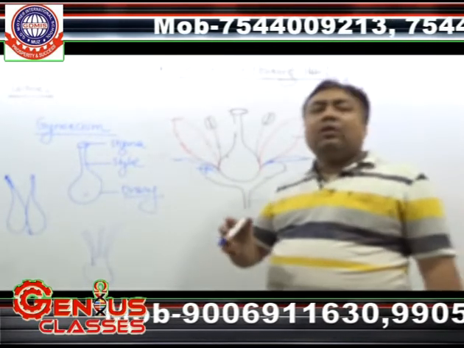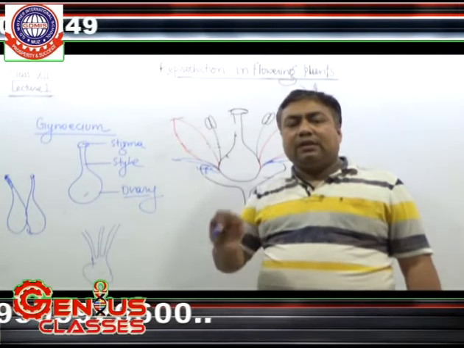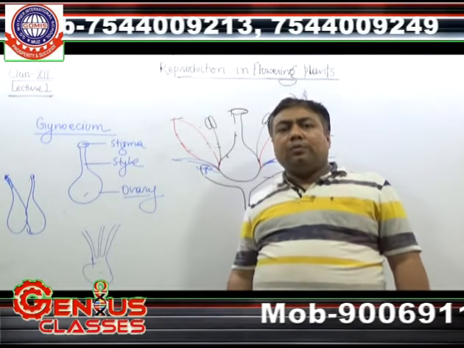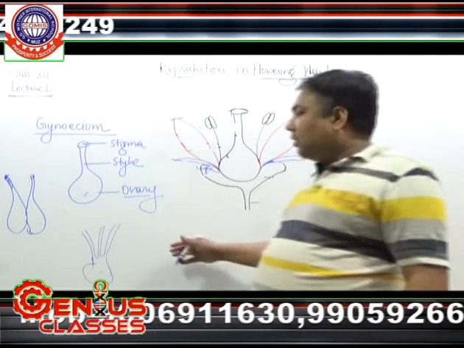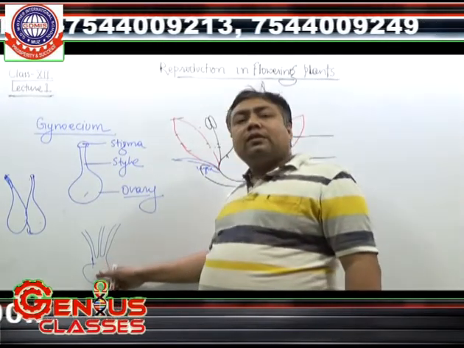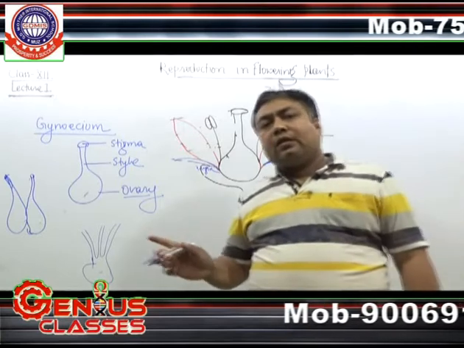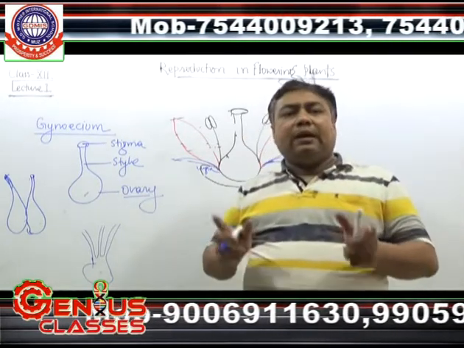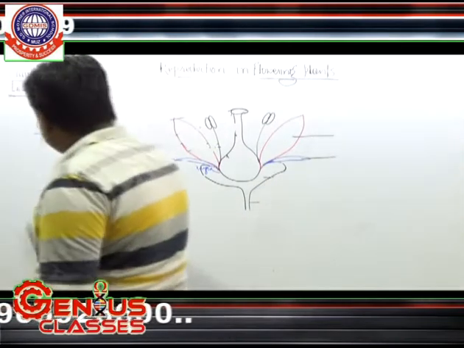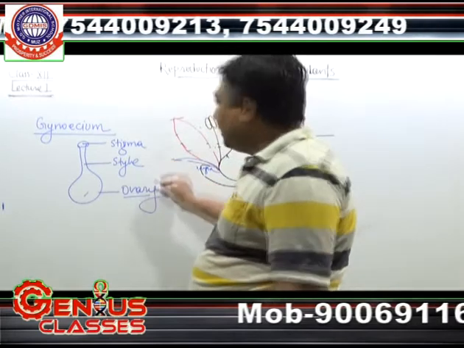Pistil may have lobes, as you will see in lady's finger, okra. There are lobes in the ovary. In tomato there is a false septum. So that is the feature of pistil. So this is the basic difference between the terms carpel and pistil. Now, a carpel has 3 parts: stigma, style, and ovary.